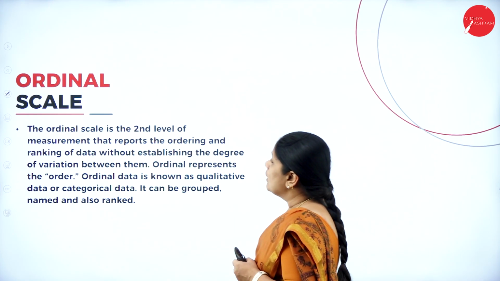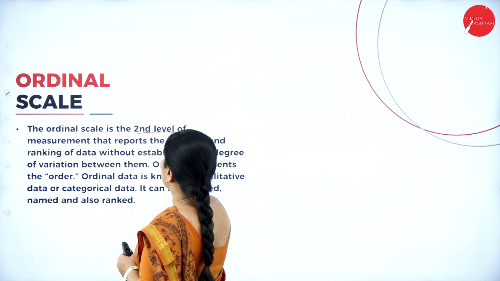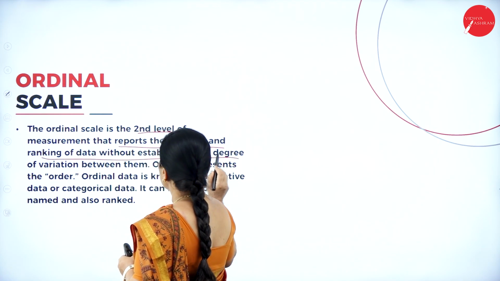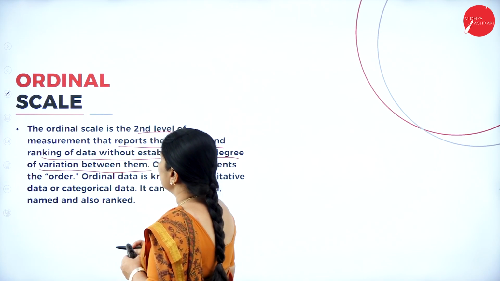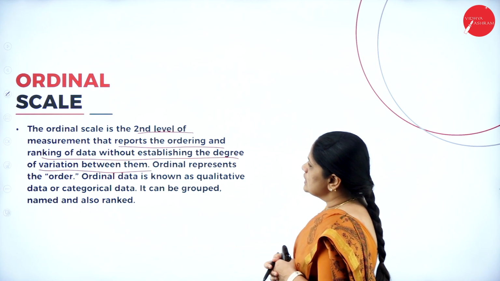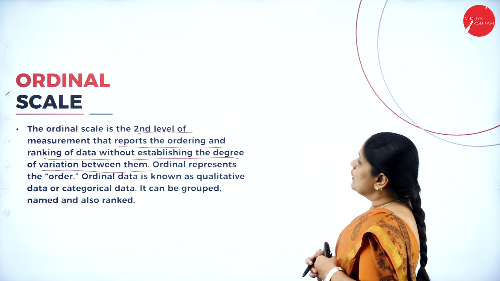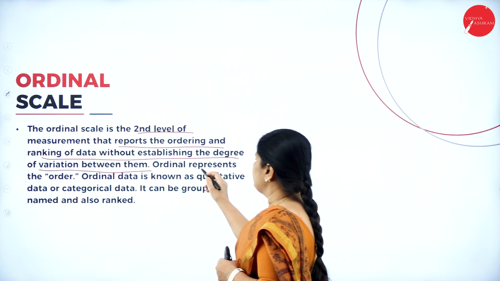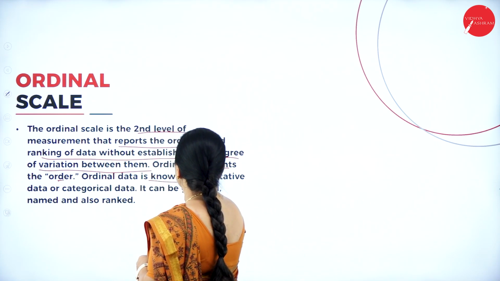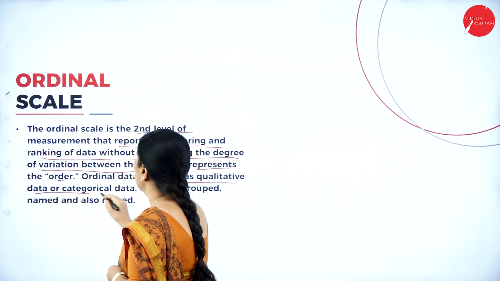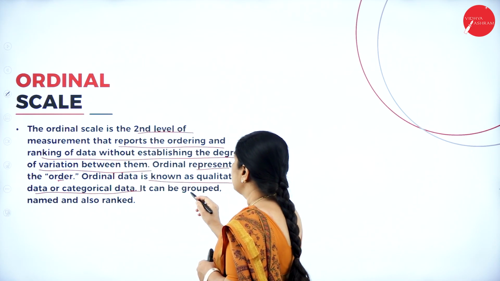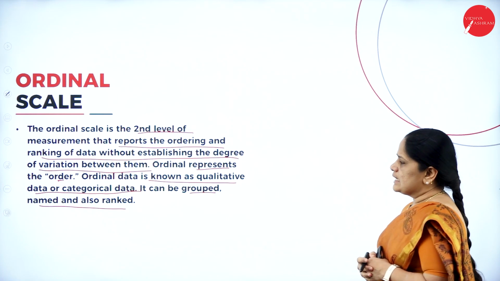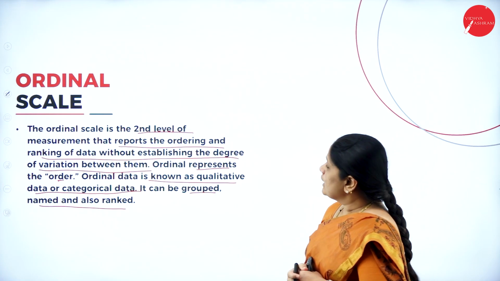Then next we have the ordinal scale. The ordinal scale is the second level of measurement that reports the ordering and ranking of data without establishing the degree of variation between them. The ordinal represents the order, and the ordinal data is known as the qualitative data or categorical data. It can be grouped, named, and also ranked.